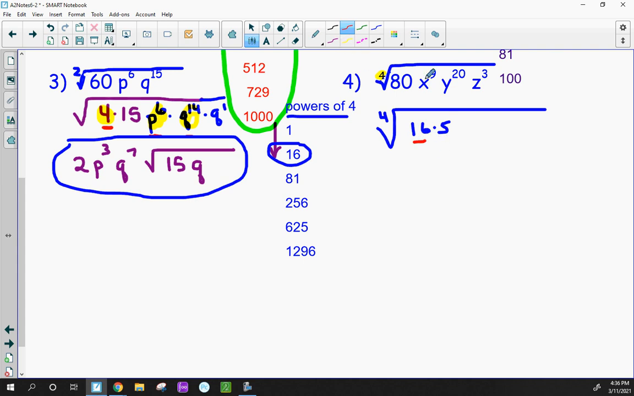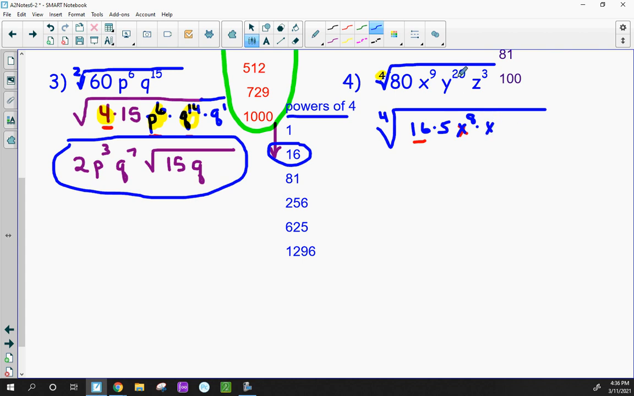Your next move would be to look at x to the 9th. Can you take the 4th root of x to the 9th? 9 divided by 4 is not a whole number. So we want to write it as x to the 8th times x to the 1st.